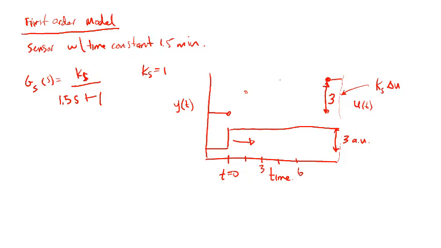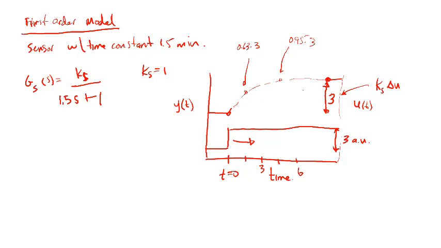At 3 tau, we would calculate 95% of 3. So again, this point right here is 0.63 times 3. This point right here is 0.95 times 3. Now once we have those points right there, we can sketch this plot.